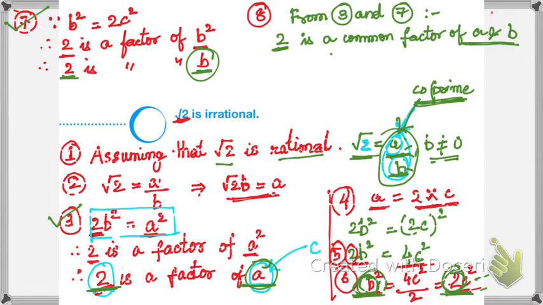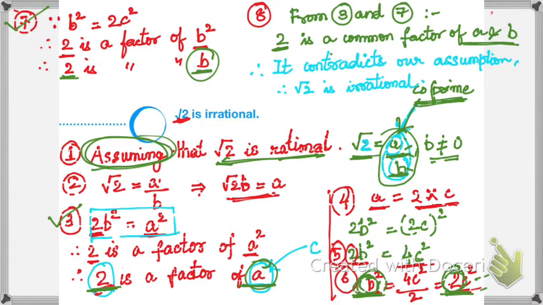Okay, so actually this results in our assumption being wrong. The assumption that we assumed in our first step, that assumption was wrong. What we assumed was that root 2 is a rational number. So our assumption was wrong, and this root 2 is therefore an irrational number. So how will you write? It contradicts our assumption and root 2 is irrational. Okay, so this is how you will prove any number to be irrational.